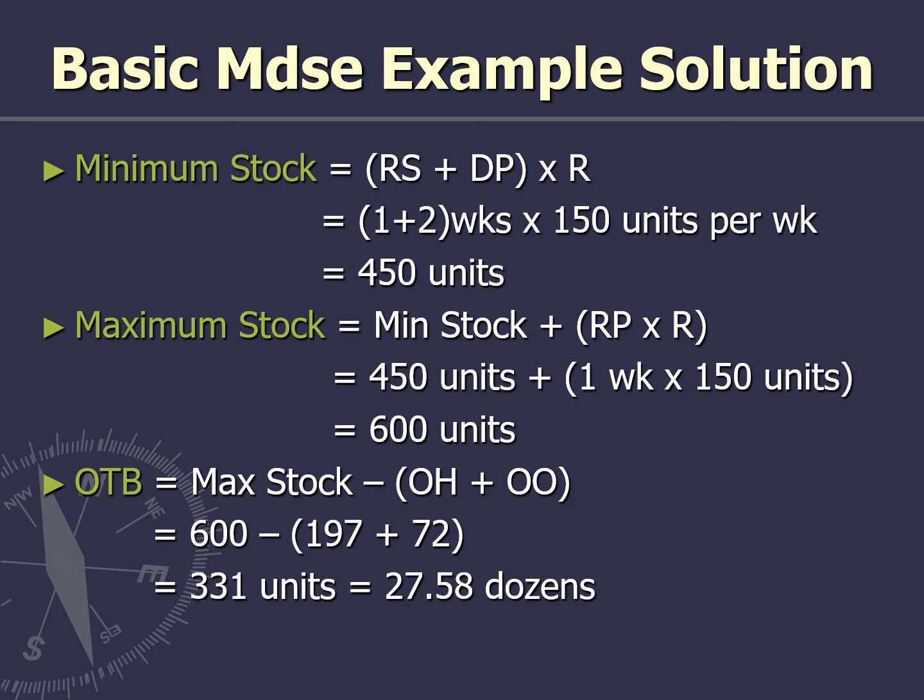So how much we can order as the open to buy will be the maximum stock minus on hand plus on order. So 600 minus what we already have, 97 units, plus the on order of 72 units. That gives us 331 units as our open to buy. So we can place an order for as many as 331 units. Obviously, the vendor wanted the orders to be in dozens, so you're going to have to divide this by 12 to figure out how many dozens this open to buy units will be translated into.